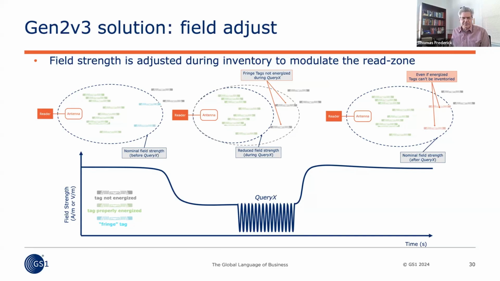Now, at this point, the field is contracted, as you see above, to where these fringe tags are going to drop out. They don't have sufficient power to respond to the Query X command. And immediately following the Query X command, the field is ramped back up again to full power, which gives everybody in the interrogation zone and the read zone sufficient power to accurately complete the process. So it's a very nice solution. I don't know who thought of it. It wasn't my idea, but it works very well. So that's it for my part.